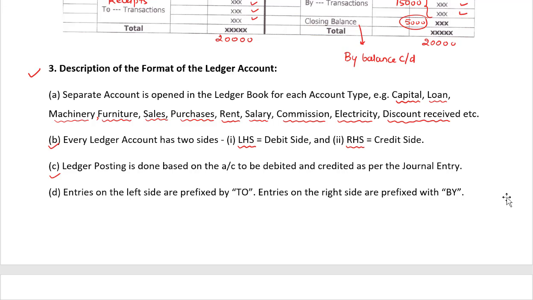The ledger posting is done based on account to be debited and credited as per the journal entry. So as per the journal entry, we understand where to debit and where to credit, what to debit and what to credit. If it is on the debit side, that is left hand side, it is to be prefixed by the word to. And if it is on the right side, that is credit side, it is to be prefixed by the word by.